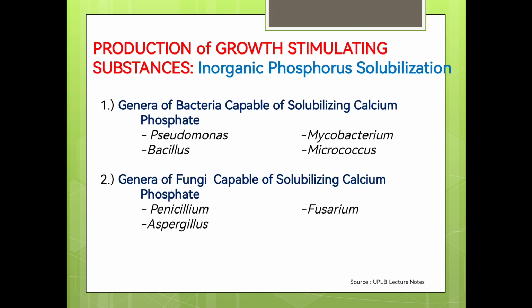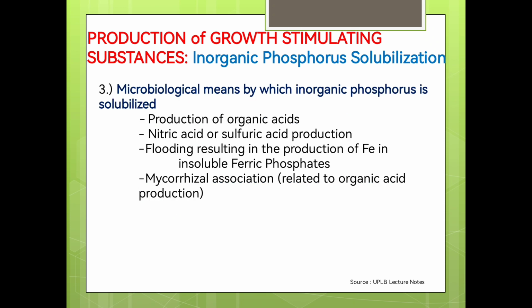And also, we discussed that they have an effect on the production of growth-stimulating substances. And for this, particularly inorganic phosphorus solubilization, these are the genera of bacteria capable of solubilizing calcium phosphate. We have the Pseudomonas, Bacillus, Mycobacterium, and Mycococcus. And these are the genera of fungi capable of solubilizing calcium phosphate: Penicillium, Aspergillus, and Fusarium.